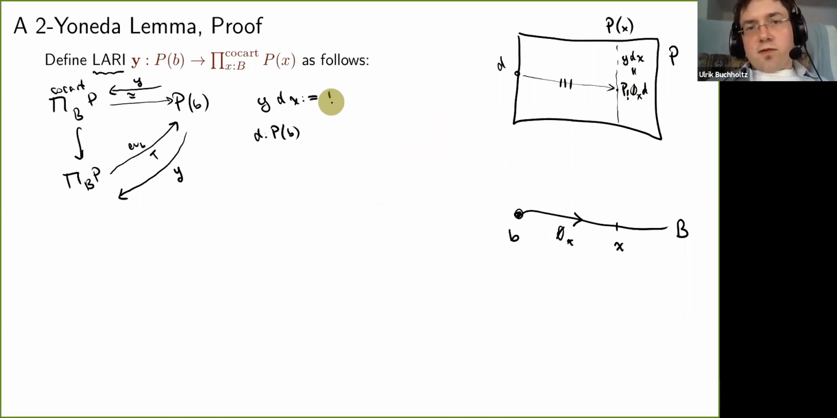I'm going to write the same thing down. Take the functorial action in P from this arrow starting at D and then evaluate at 1. I don't know if I called, maybe I called this the endpoint. Okay, so far so good. Now let's see that this actually factors through this subobject of the co-Cartesian arrows.